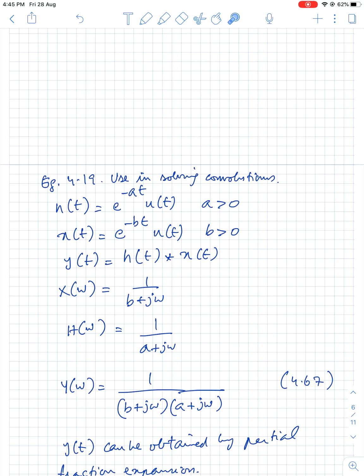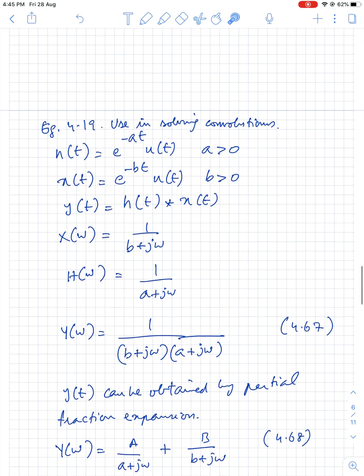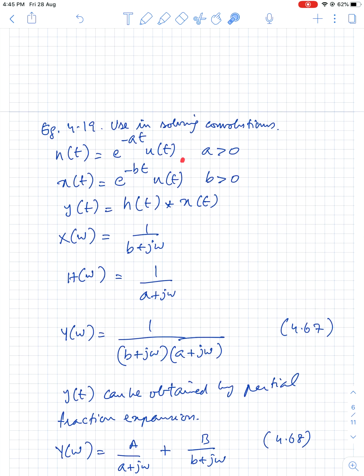it may sometimes be easier to do the convolution in frequency. So, if you have y of t as h of t convolved with x of t, in the frequency domain it becomes Y of omega equal to H of omega multiplied by X of omega. So if you take the Fourier transform, X of omega will give you this, and H of omega will give you this.